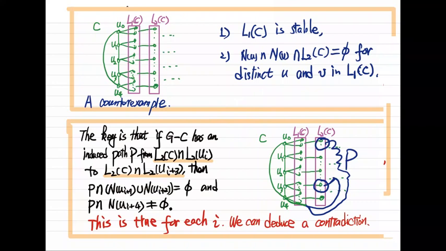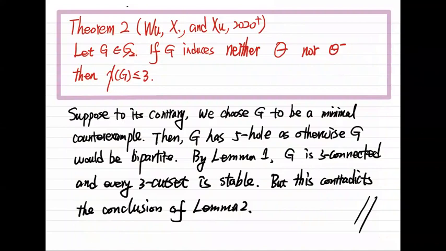What happens? And this is true for each i, so we can deduce a contradiction by finding an odd hole of length at least seven, and thus prove the lemma. Now, suppose Theorem 2 is not true, then we can choose G to be a minimal counterexample. Then G has a five-hole, and G must be 3-connected, and every 3-cut of G is stable. But this contradicts the conclusion of Lemma 2 that says that G must contain a 3-cut set such that two of the sets are adjacent. This is our proof.